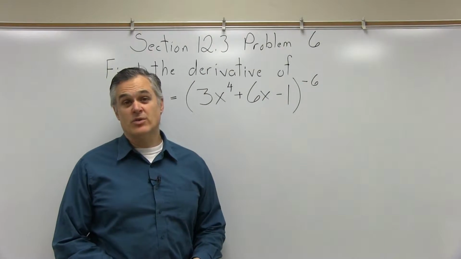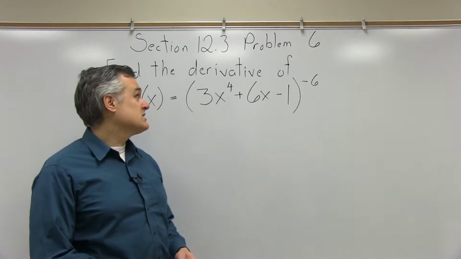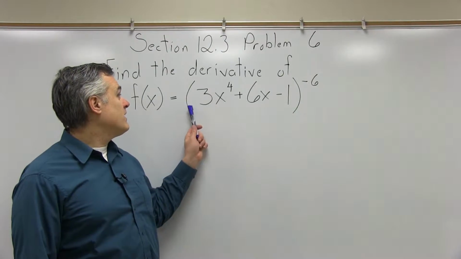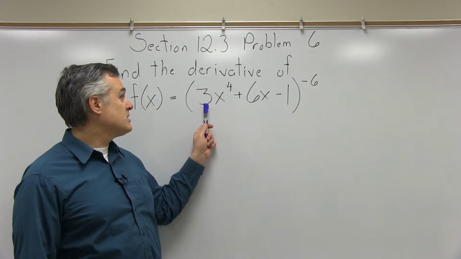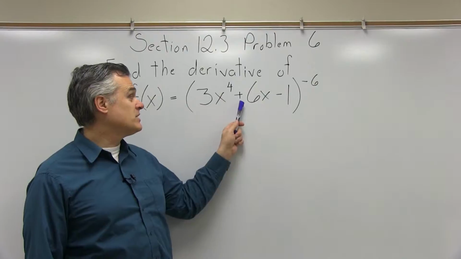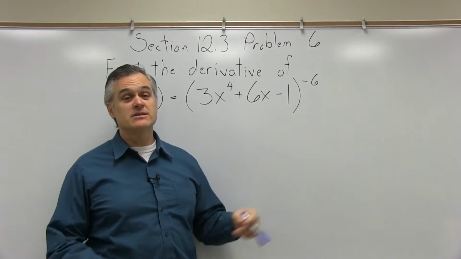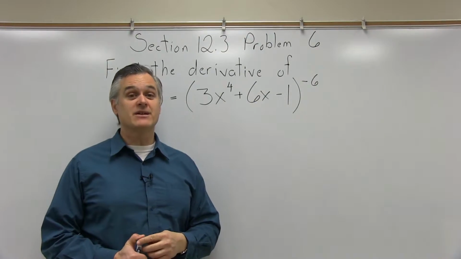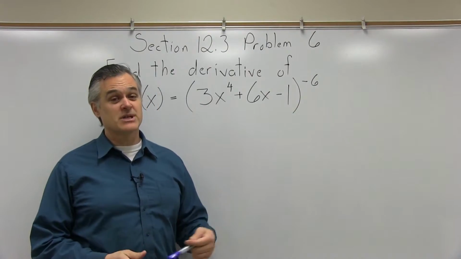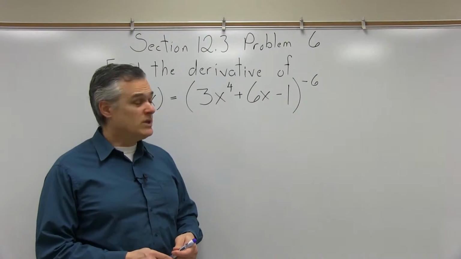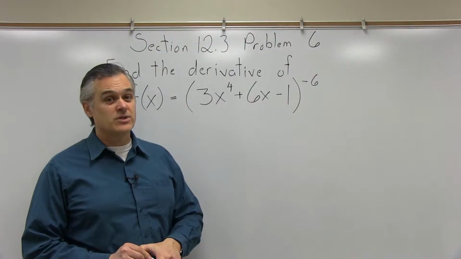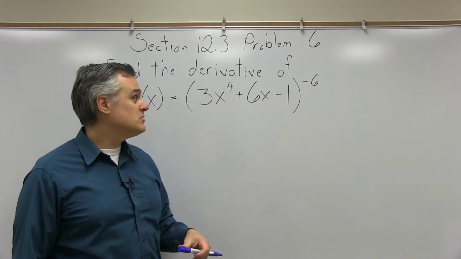This is Section 12.3, Problem number 6. It says find the derivative of f of x equals, in parentheses, 3x to the 4th power plus 6x minus 1, and then outside of the parentheses we have an exponent of negative 6. Now again, this one's a little different because the exponent's negative, but it really won't change much. Just follow the chain rule formula closely and you should be all set.